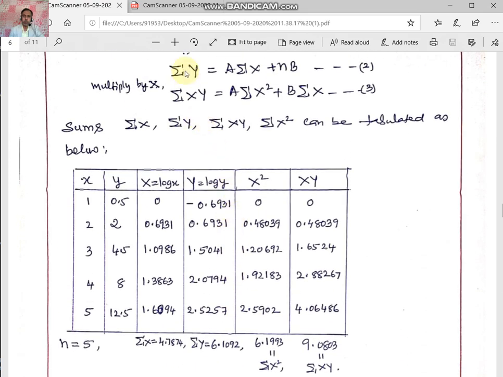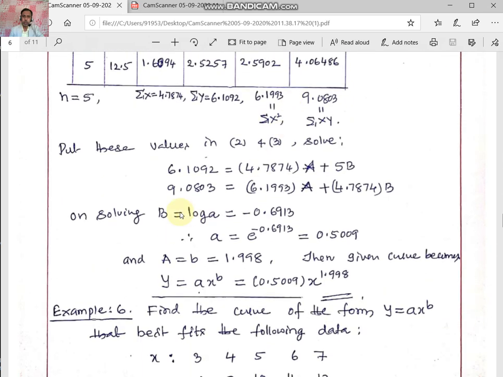That is, sigma Y = A sigma X + nB. It gives 6.1092 = 4.7874 A + 5 B. Second equation: 9.0803 = 6.1993 A + 4.7874 B. Solving these two equations, we will get capital B value equal to minus 0.6913.